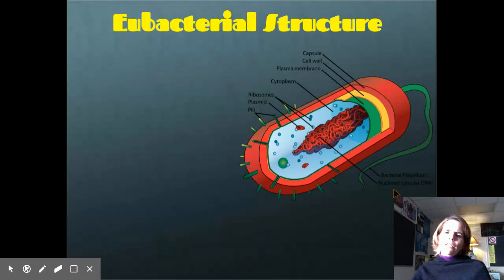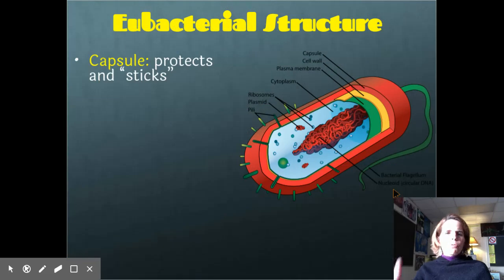So what do eubacteria look like? Well, we've got some information. We know that they're prokaryotic, we know they're super small, and we know that they don't have a nucleus. They have an outside capsule that protects them and allows them to stick to surfaces. That's why soap is effective. Soap makes your skin slippery, and it allows the bacterial capsule to slip right off your hands.